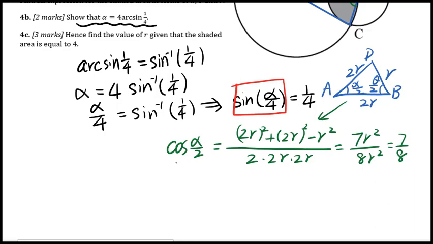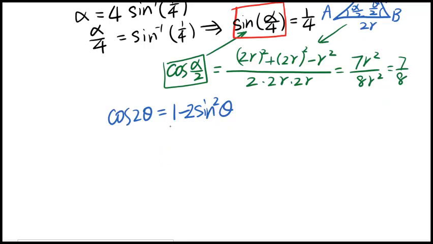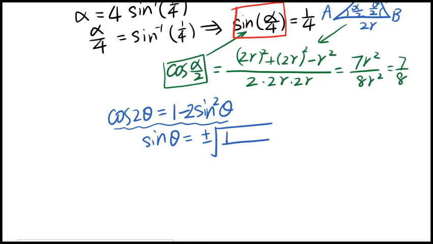Therefore, we figure out this cosine alpha over 2. How do we figure out this sine alpha over 4? We are going to use half angle identities. Let's recall the double angle identities. Therefore, for sine theta, you will get plus or minus square root of 1 minus cosine 2 theta over 2.